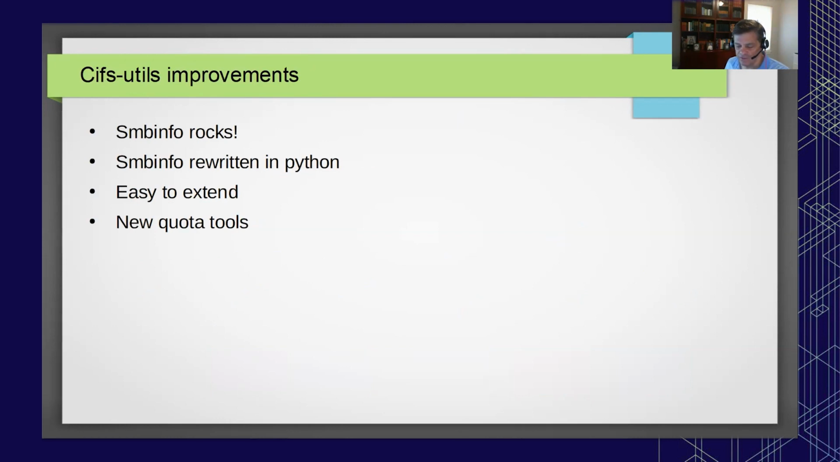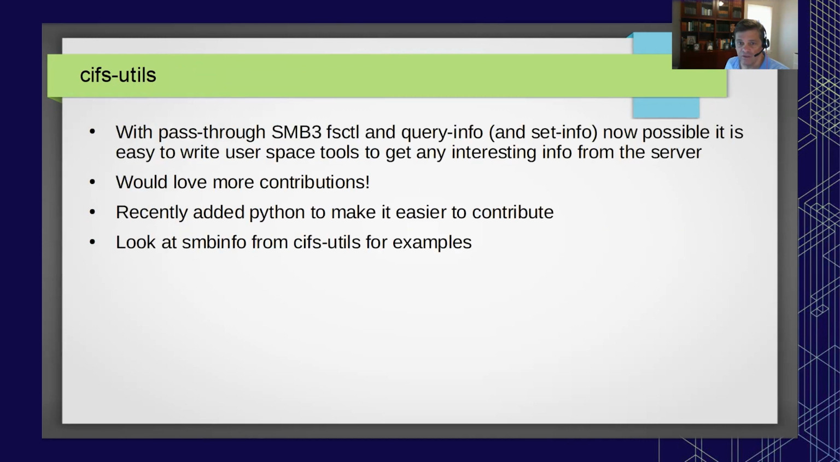There are lots of improvements in other areas of this, and I wish we had more time to talk about this, but smbinfo tool is worth taking a look at. It's been completely rewritten. Some of these cifs-utils are quite helpful. There's now a pass-through fsctl and query info and set info, so you can extend user space tools to do many things that were not possible 2 or 3 years ago.